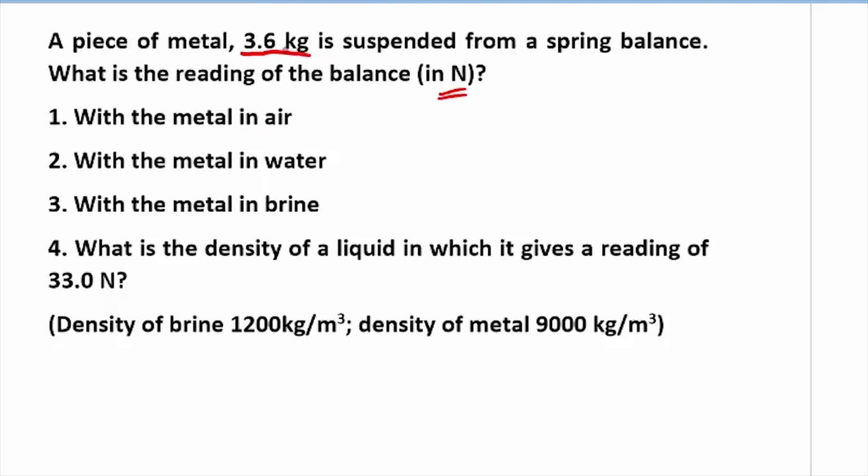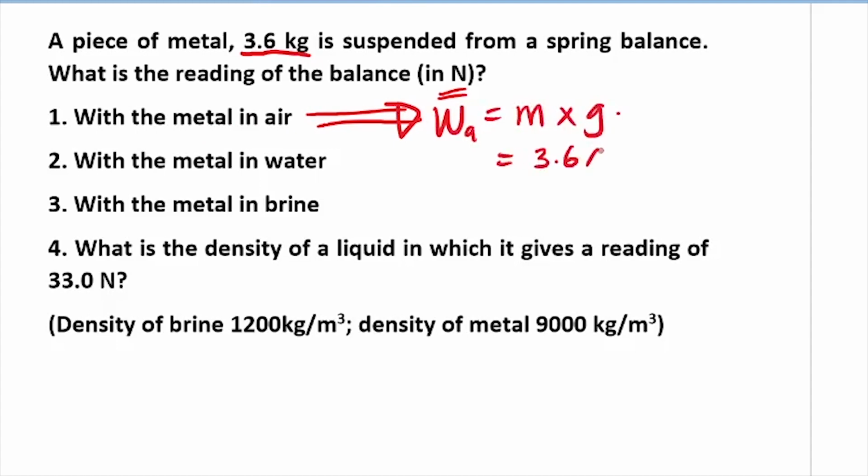So if it is 3.6 kilograms and that is its mass, of course its weight in air is straightforward. Weight in air is going to be equal to its mass times gravity. Its mass is 3.6 kilograms, multiplied by gravity, which happens to be 10, and of course this is going to be 36 newtons. That is number 1 answered like that. That's its weight in air.